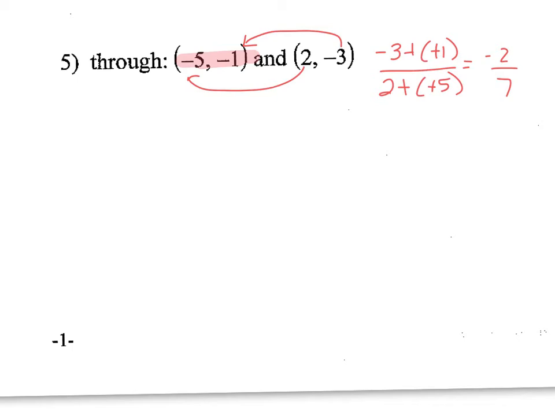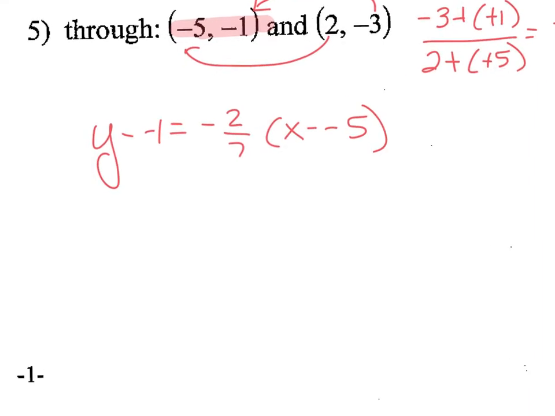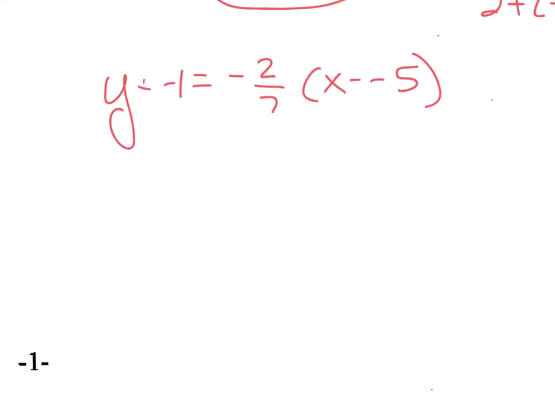Okay, so point slope, y minus my y value of negative 1 equals my slope of negative 2/7, x minus my x value of negative 5. Okay, so now again we have to make those positives there. And that's your point slope. Okay, so now we're going to distribute. So I get y plus 1 equals negative 2/7 x.